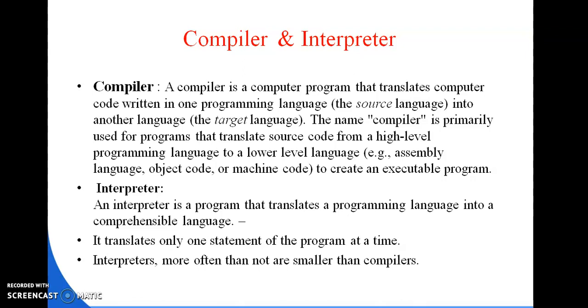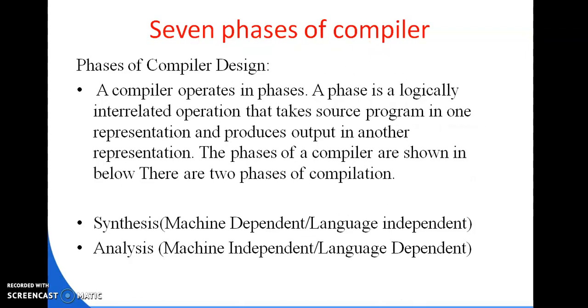Next is your 7 phases of compiler. What is the compiler and what are the phases? A compiler operates in phases. A phase is a logically interrelated operation that takes the source program in one representation and produces output in another representation. The phases of a compiler are shown below.